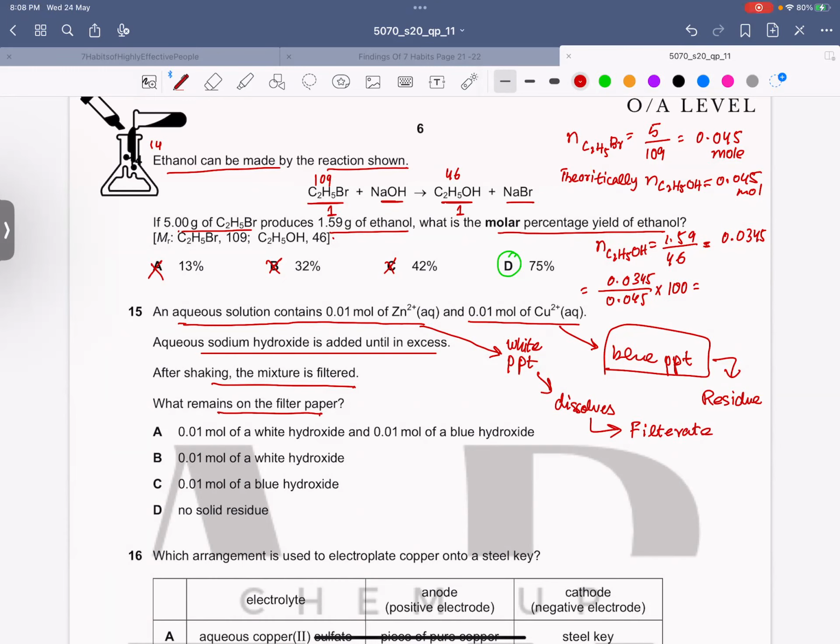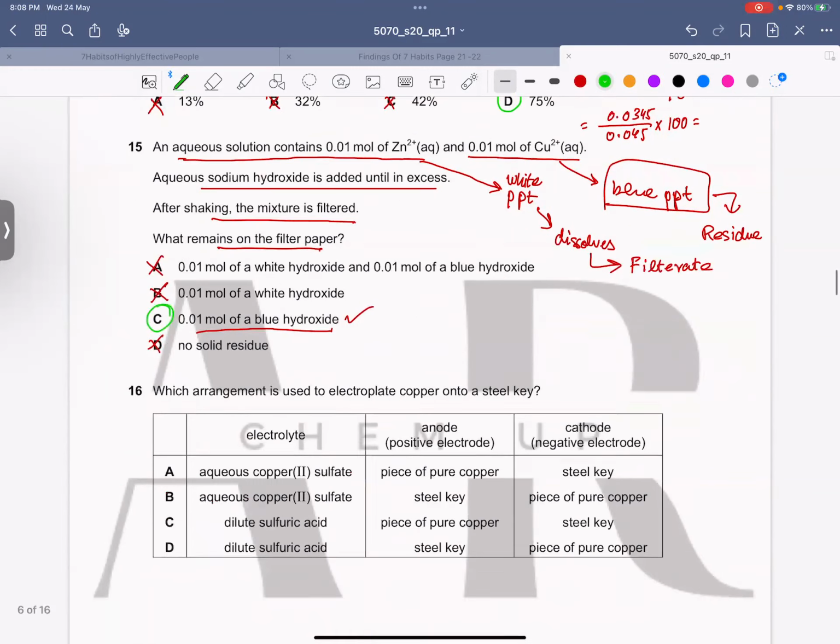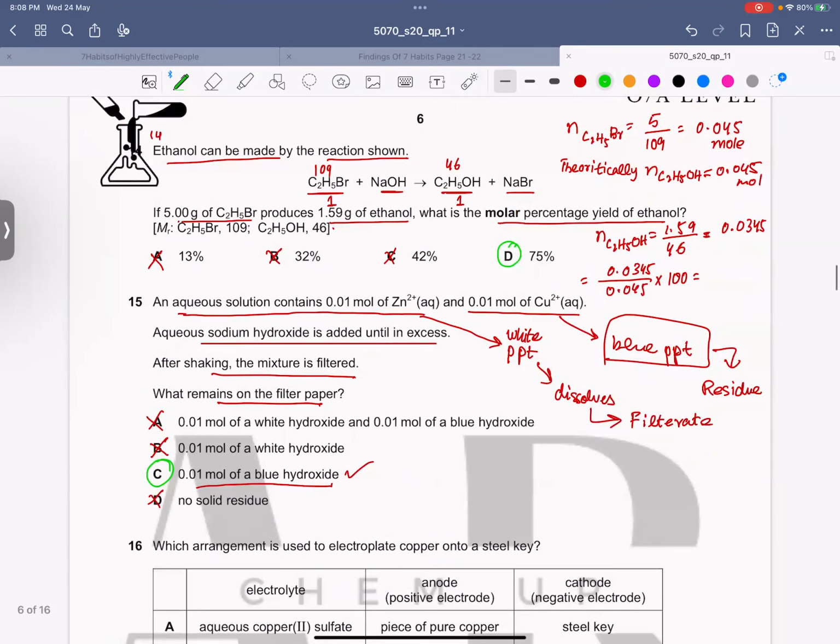So 0.01 mole of copper hydroxide, right? This is the correct answer because when we add sodium hydroxide in excess, the blue precipitate doesn't dissolve back. The white precipitate of zinc hydroxide would dissolve back. So A, B, and D are wrong. It is again related to the test for cations and anions. So C is the correct answer. I hope everyone understood. If anyone has any doubt, do ask.